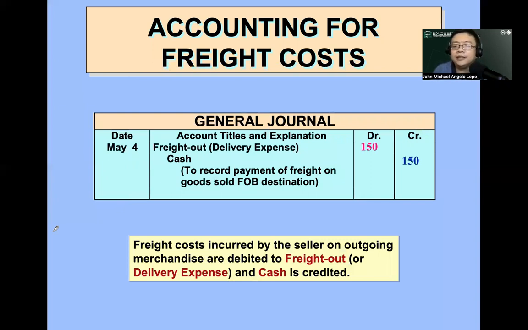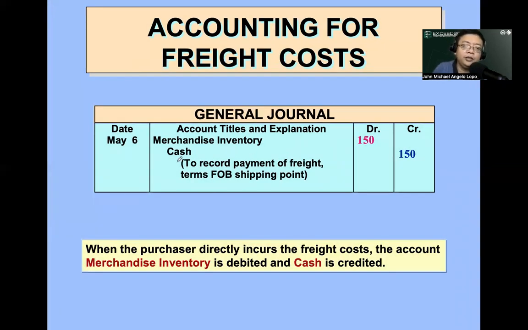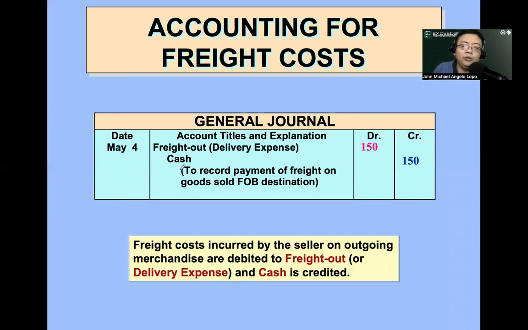Pag freight out naman, class, binayad ito ng seller, hindi siya part ng inventory. Automatically, ito ay freight out, or operating expense. To record the payment of freight on goods with FOB destination, freight costs incurred by the seller on the outgoing merchandise are debited to freight out or general expense, and cash is credited. Diba napakadali lang ng ating accounting for the merchandising.